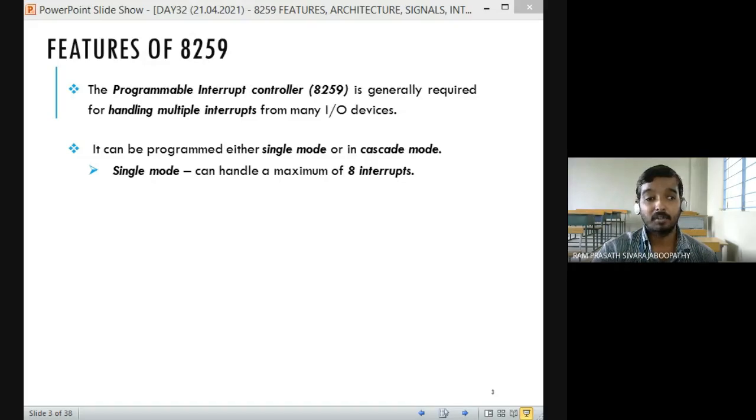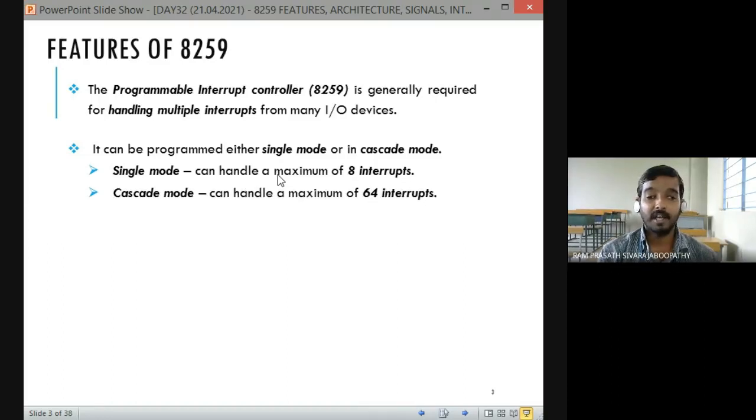Can you type in chat? In cascade mode, maximum how many interrupts can be handled? I have given the clue. Yes, very good. So it can handle 64 interrupts. That means 8259 can be configured as a slave, whose outputs are connected to the interrupt pins of the master. Each slave can handle 8 interrupts. Totally, we can connect 8 slaves with the master 8259. So it can handle 64 interrupts.